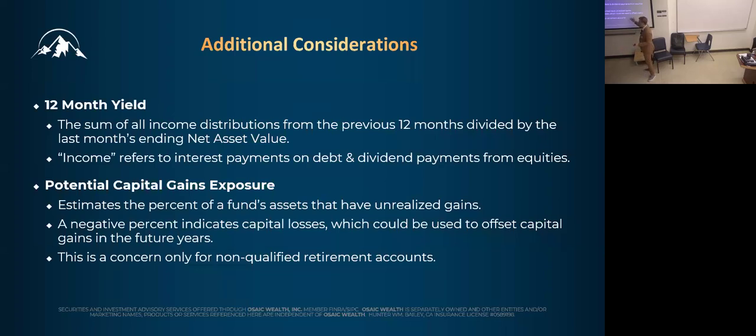So this is a way to see which of my mutual funds or ETFs are actually sitting on a bunch of gains inside there, and may sell and distribute those back out to me. Again, only really a concern for non-qualified accounts, not for retirement accounts. A negative percent indicates capital losses, which usually they'll use to offset gains in the future.